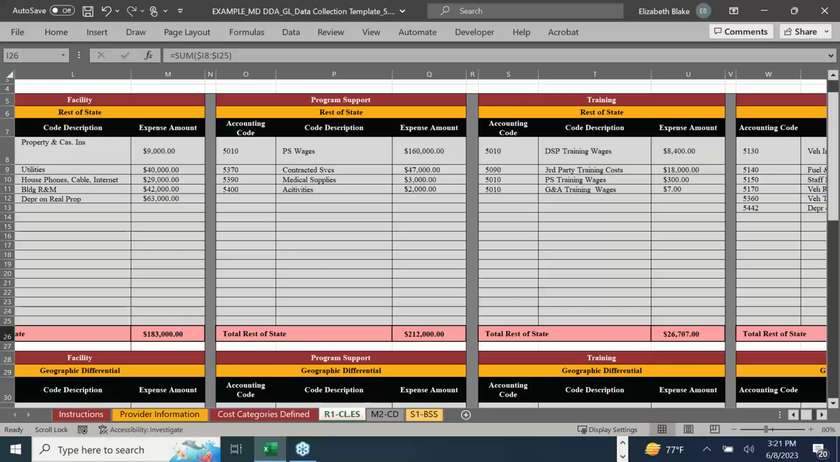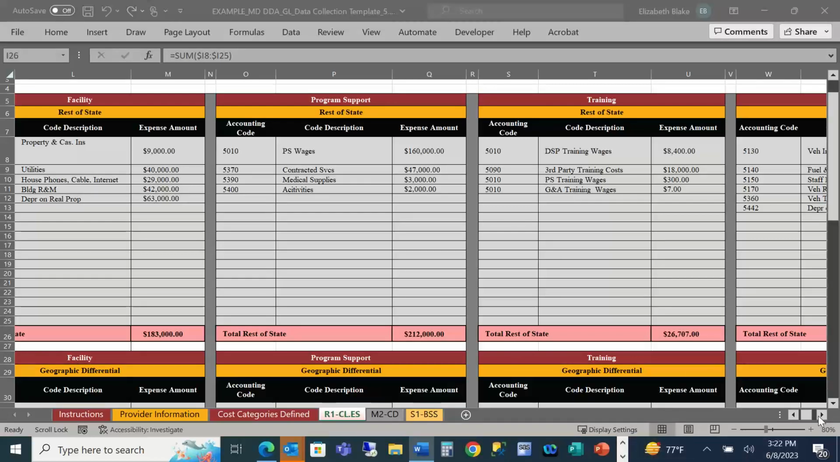So for our hypothetical site, we've entered our program support costs that include our program support wages, the cost of contracted services, medical supplies, as well as the cost for activities. So again, accounting code, code description, expense amount, everything's getting totaled there.